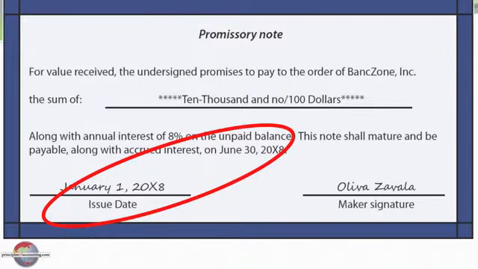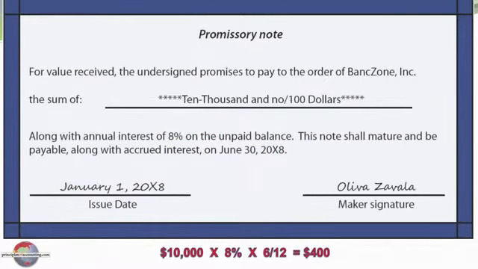So if we look at the duration or term of the note, it was issued or created on January 1, due and payable on June 30th, 6 months later. And so we would calculate the interest, $10,000, the principal or the face of the note, times the 8% interest rate, times half a year or 6/12ths of a year to come up with $400. So the total amount due on this $10,000 note will be $10,400.